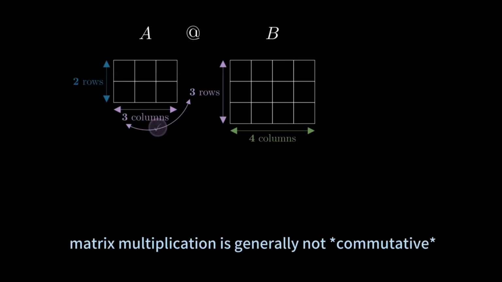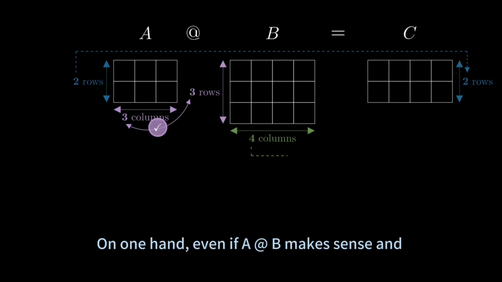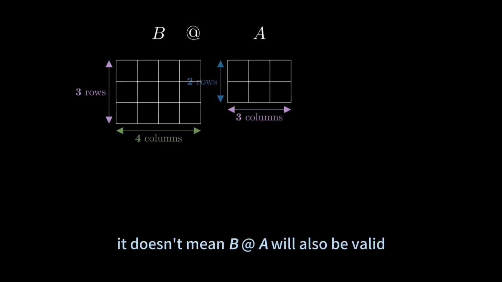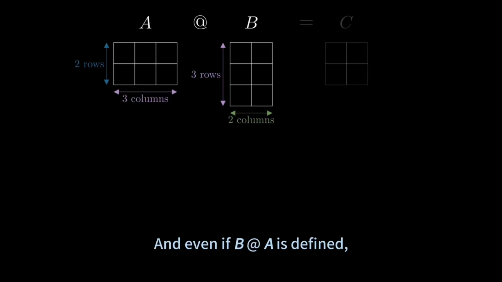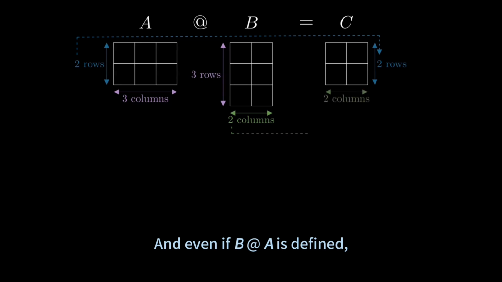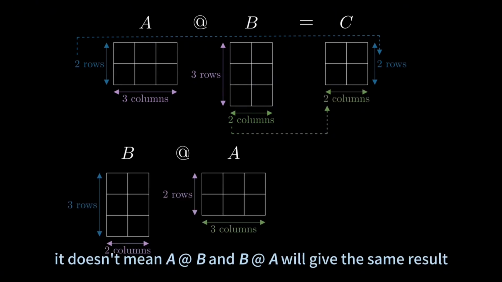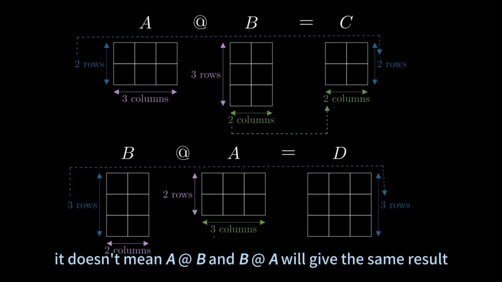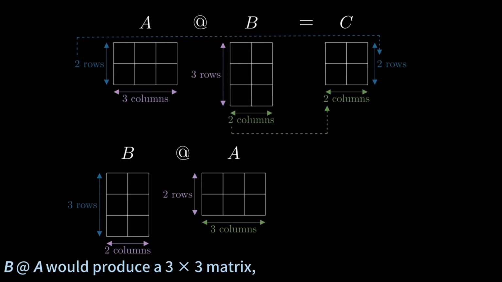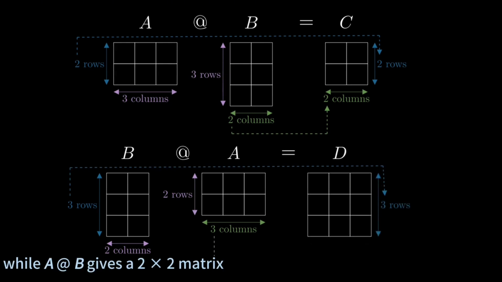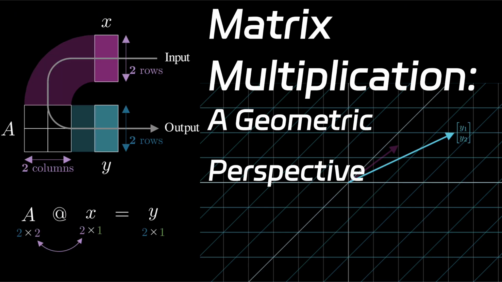One important thing to remember is that matrix multiplication is generally not commutative. On one hand, even if A times B makes sense, follows the multiplication rules, it doesn't mean B times A will also be valid. Even though sometimes B times A also is defined, it doesn't mean that A times B and B times A will give us the same result. For example, in our case earlier, B times A will produce a 3 times 3 matrix, while A times B gave us a 2 times 2 matrix. Clearly, they're very different.